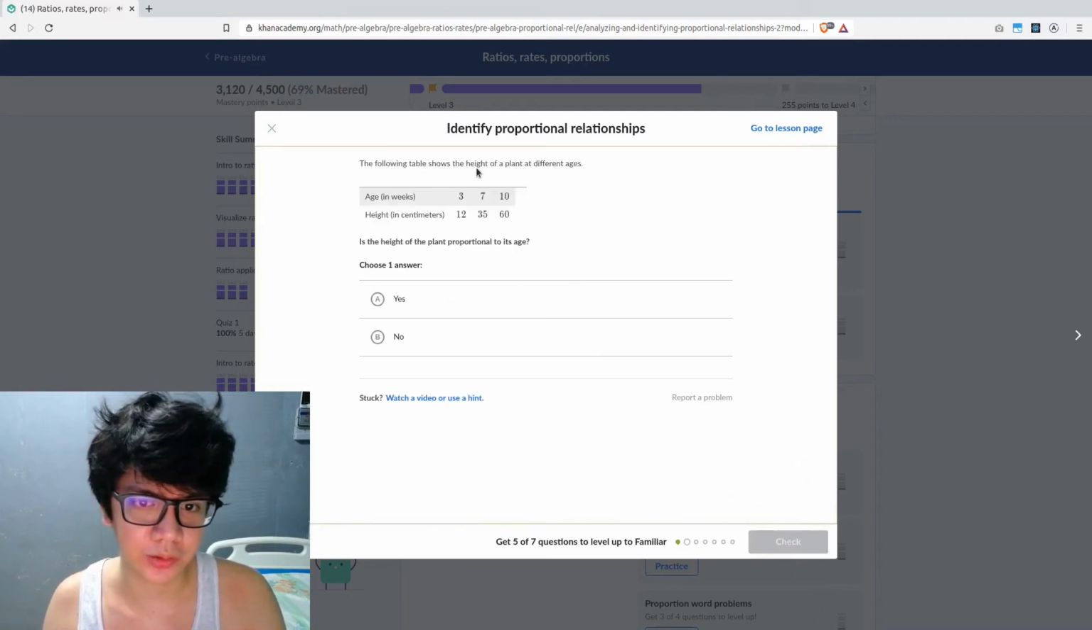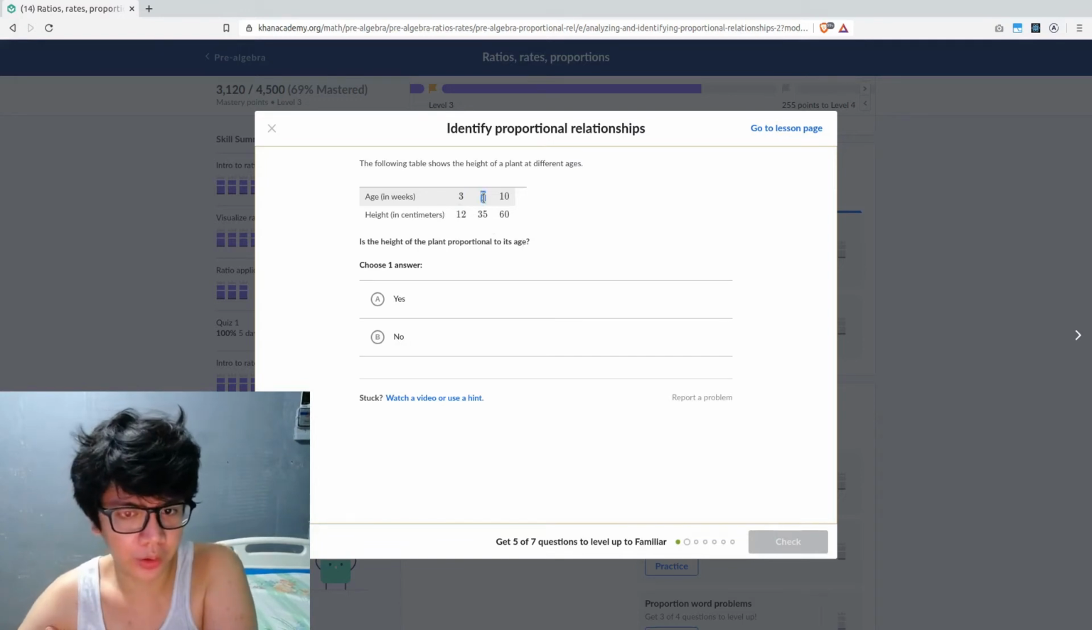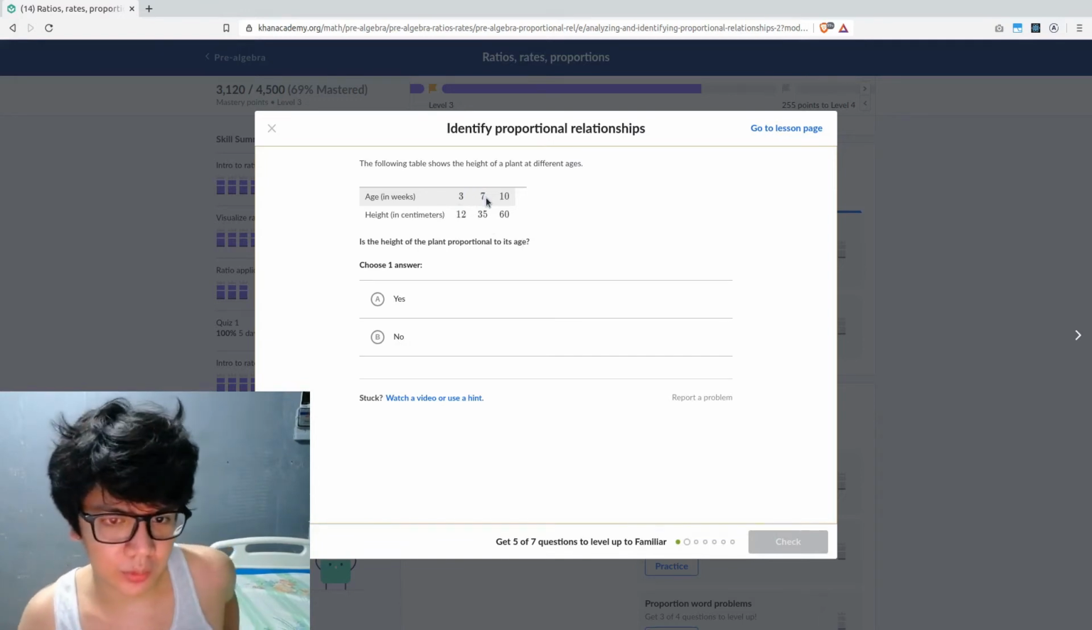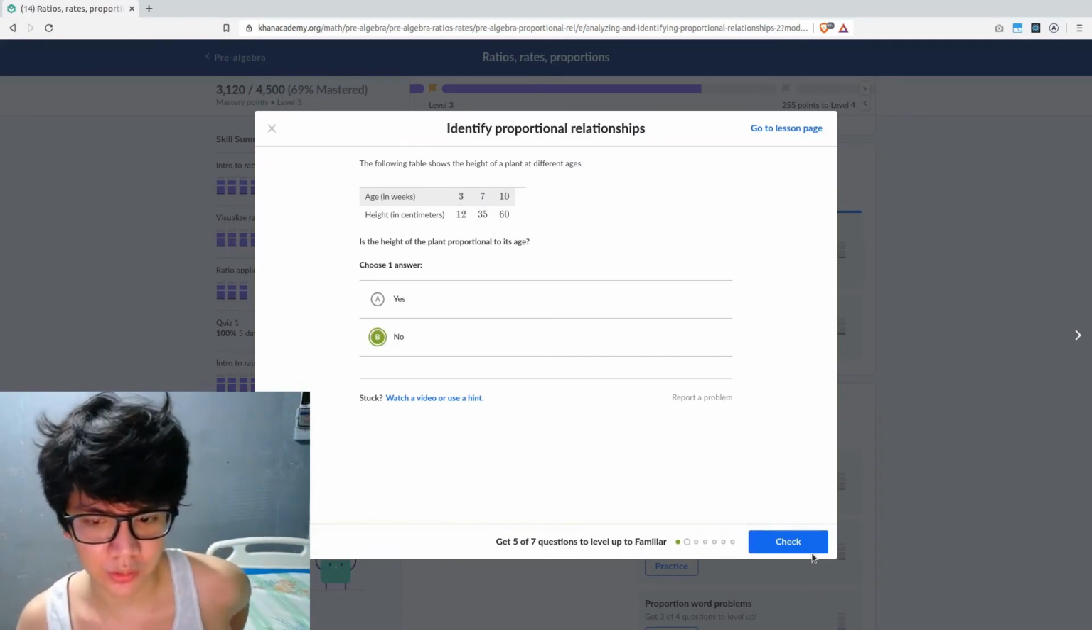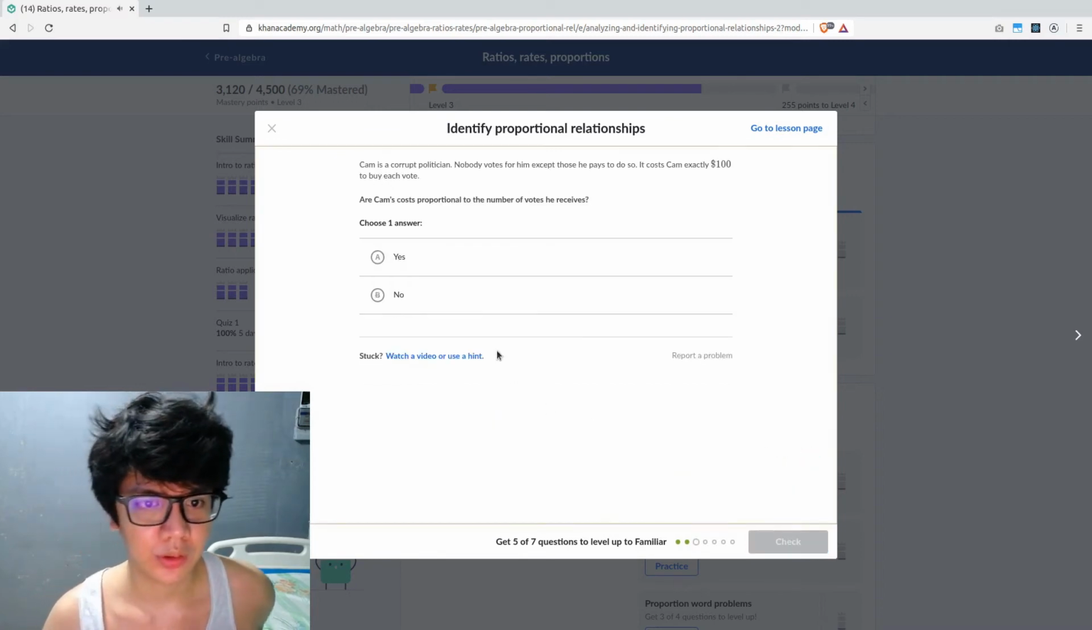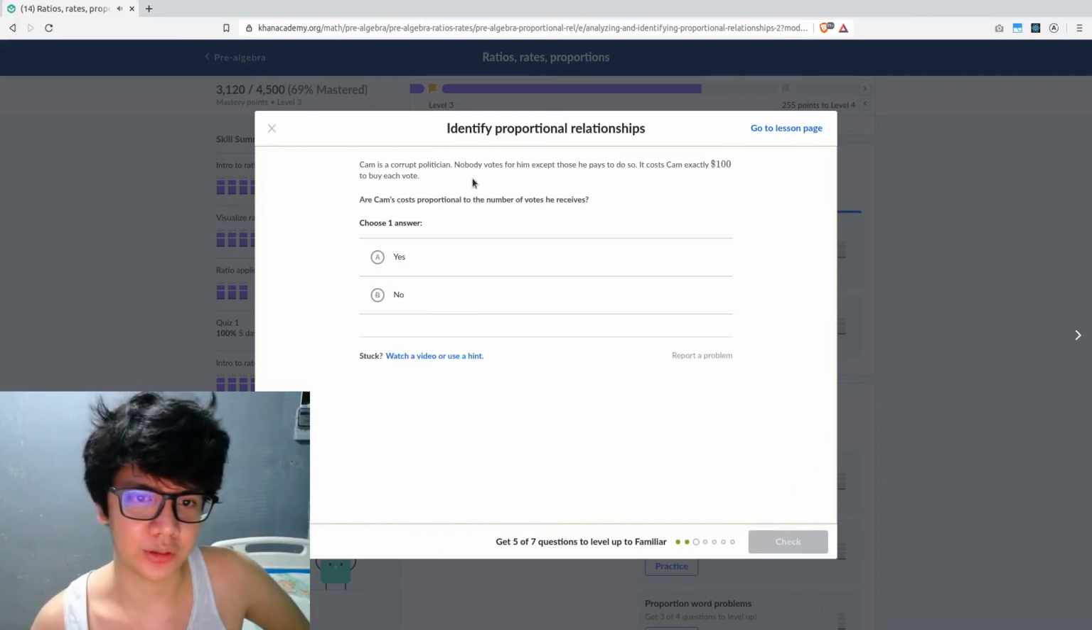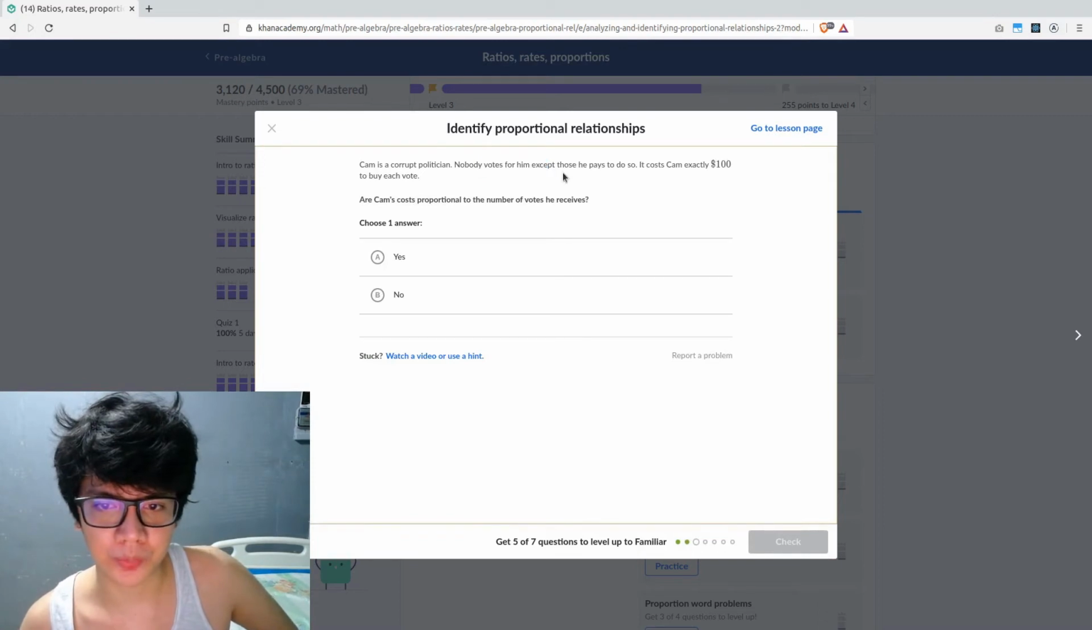The following table shows the height of a plant at different ages. From 3 to 12 to 4, this is like 5 though. No. Cam is a corrupt politician. Nobody votes for him except those he pays to do so. It costs Cam exactly $100 to buy each vote.